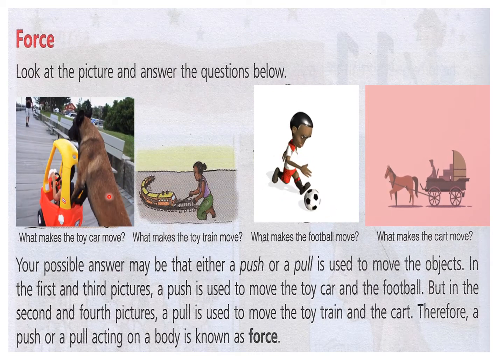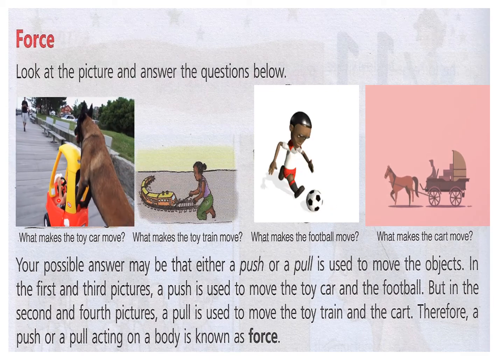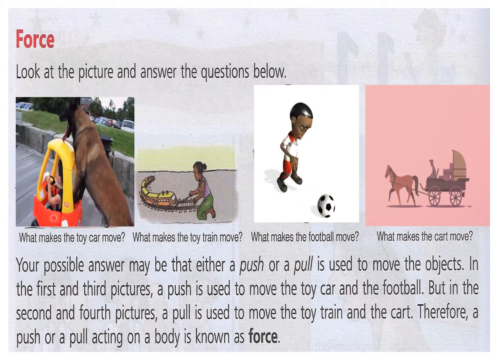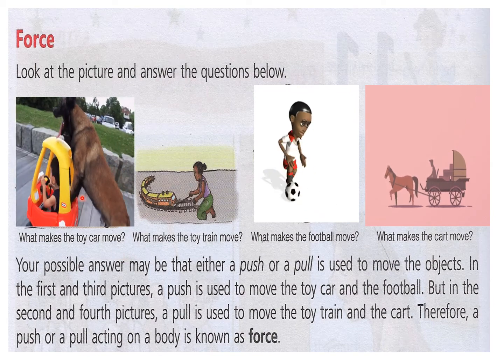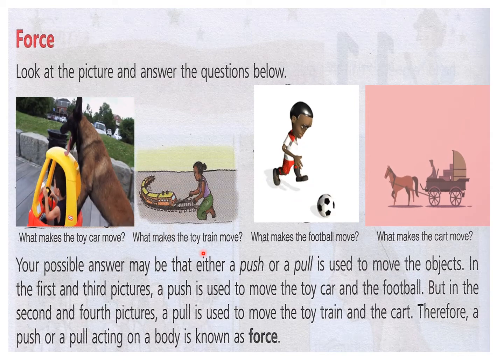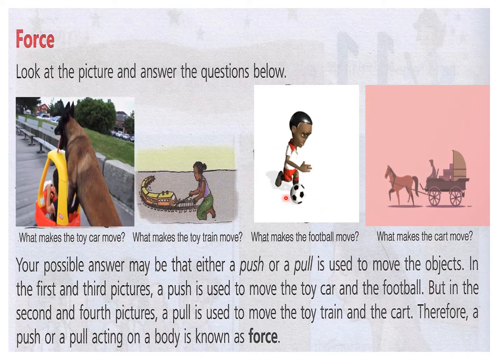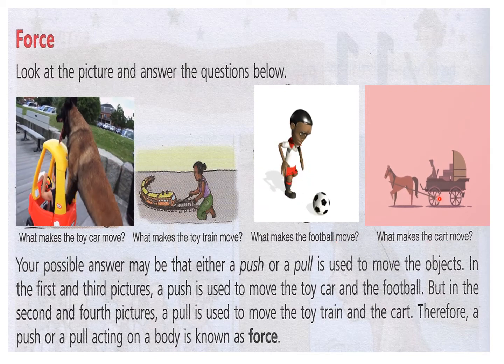You can see the first picture. This dog is pushing the toy car, so this is making it move. What makes the toy car move? The push by this dog. Okay. Then you can see what makes the toy train move. Then here, what makes the football move and what makes the cart move?